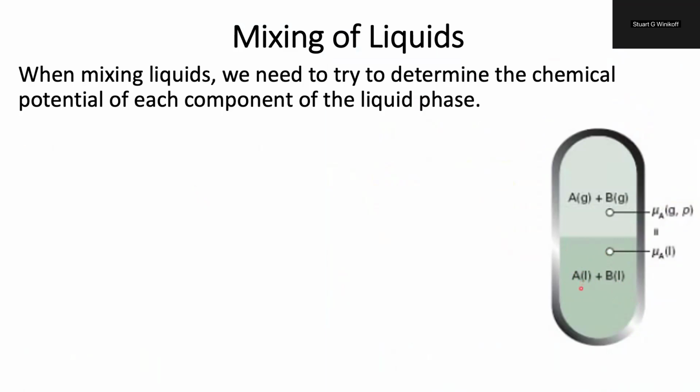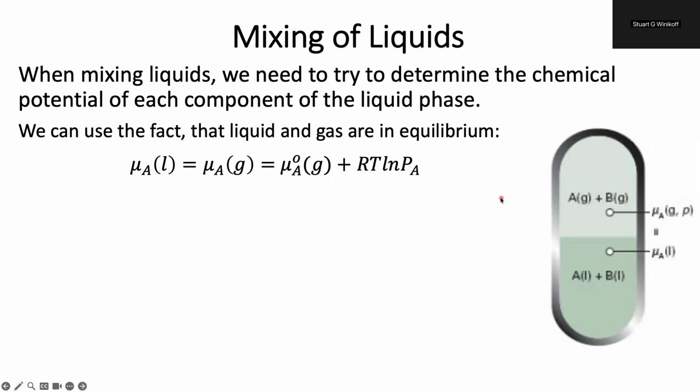Now, what we can do is if both of these components are volatile, this means they'll both be producing a certain amount of gas. And it turns out, as we've seen, gases are a lot easier to model. So we can use the fact that if I have a relatively small enclosed container, the gas and the liquid should both be at equilibrium.